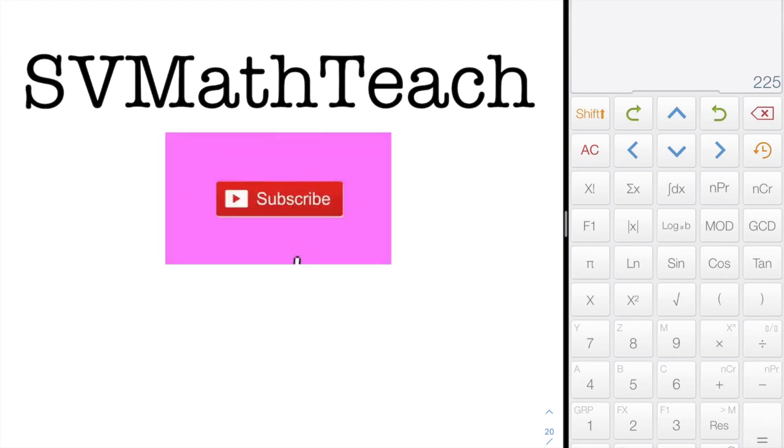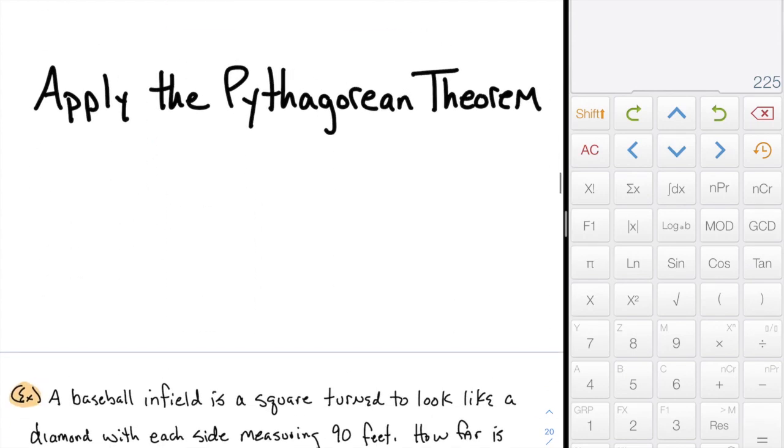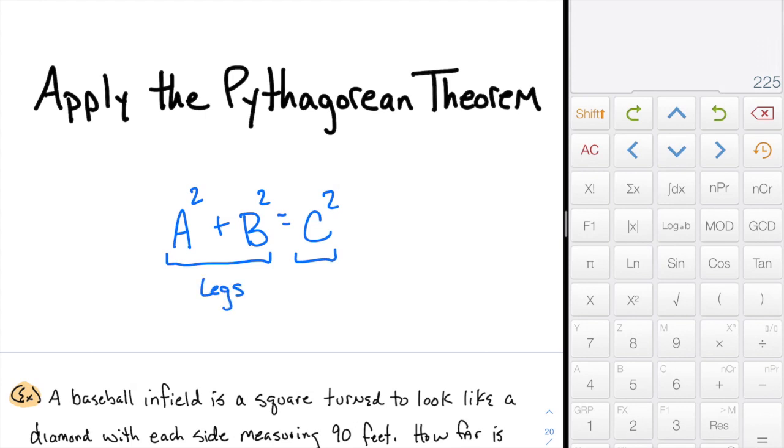This time we're going to work on the third video in the series on Pythagorean Theorem, where we are applying the Pythagorean Theorem to solve problems. A reminder only that the Pythagorean Theorem is a squared plus b squared equals c squared, and that a and b are the two smallest sides of a right triangle, and c is the longest side. By the way, we call the short sides legs, and we call the long side the hypotenuse.